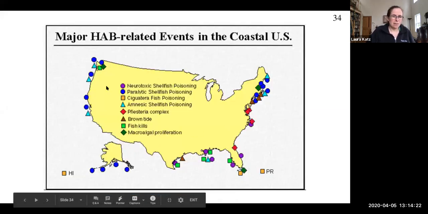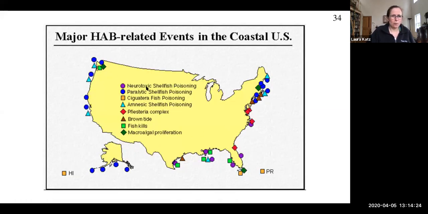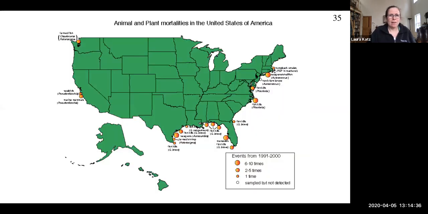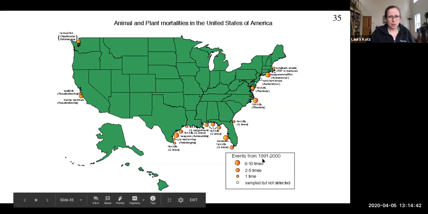Here's an outdated map, but still shows us where you'd find neurotoxic in purple, and I'll talk about Pfiesteria at the end, amnesic in light blue. So you can see these are significant events, and many of you who come from coastal areas have probably heard about them. They also kill plants and animals. So these are the number of fish killing events in a 10-year period up to the year 2000.